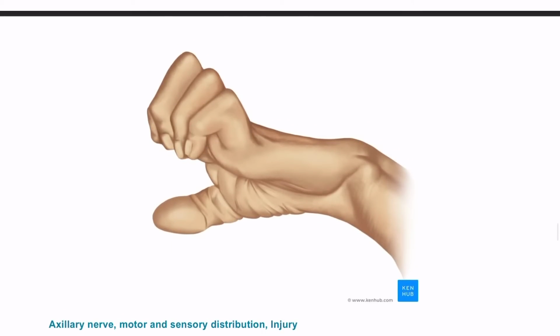So this is the criteria, from Kenhub, of the complete claw hand. That's hyperextension of the metacarpophalangeal joint and flexion of the interphalangeal joint. Basically, hyperextension due to paralysis of all the flexors of the metacarpophalangeal joint, and flexion due to paralysis of the extensors of the interphalangeal joint as well. And sensation will be on the radial side, or toward the thumb.